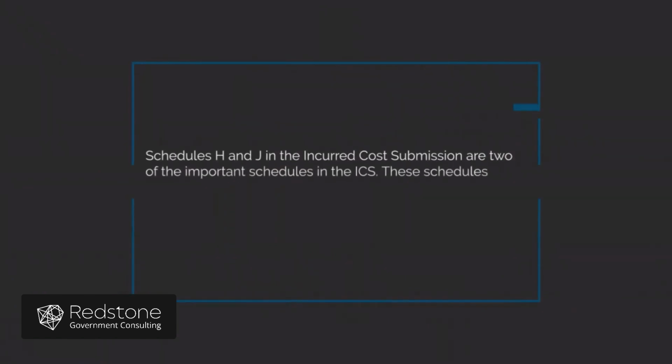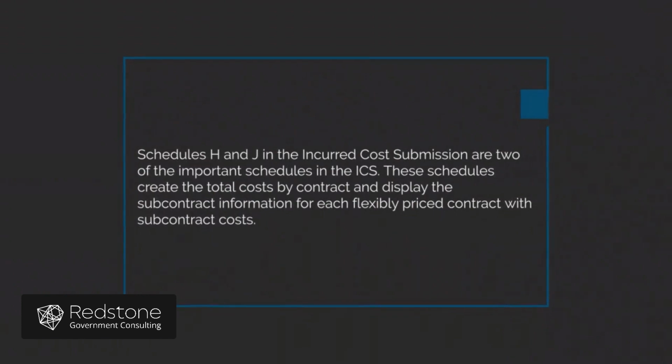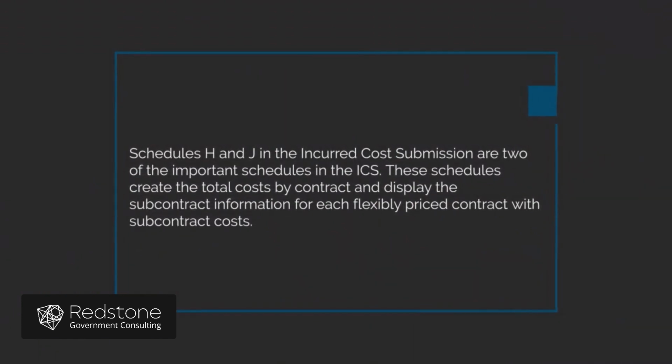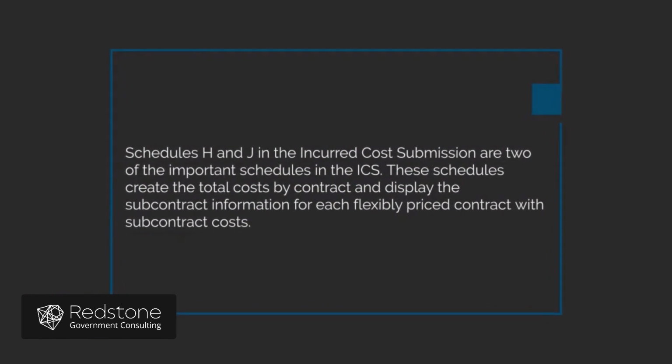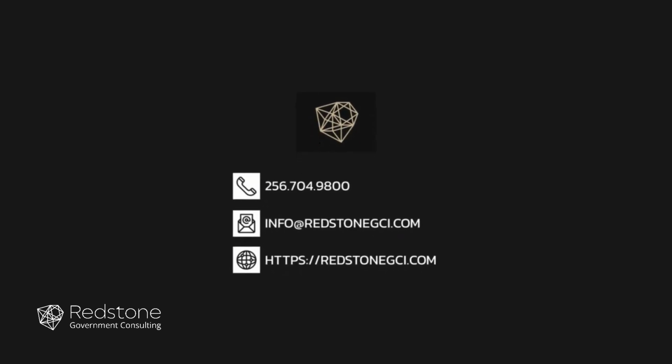Schedules H and J in the incurred cost submission are 2 of the important schedules in the ICS. These schedules create the total cost by contract and display the subcontract information for each flexibly priced contract with subcontract costs. Redstone GCI is available to assist contractors in assessing their incurred cost proposal as adequate or inadequate, as well as assist in the development of the proposal.